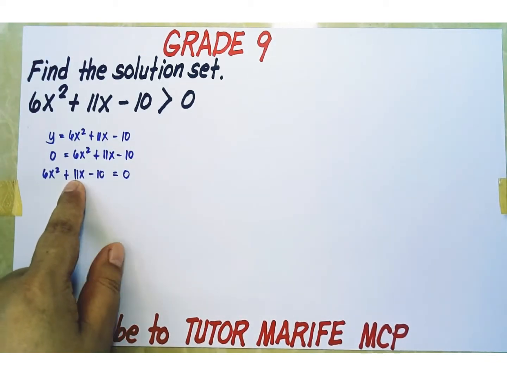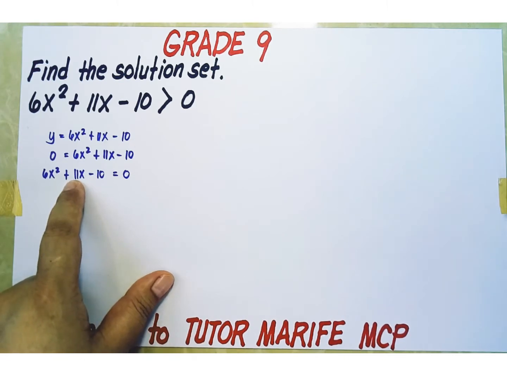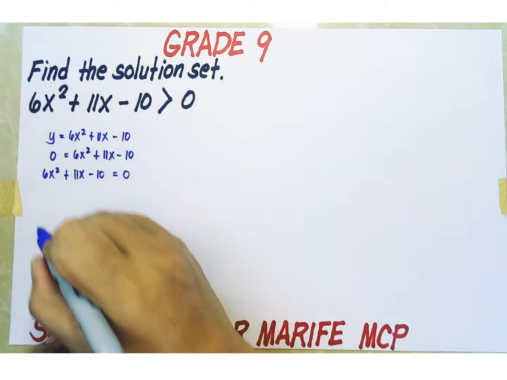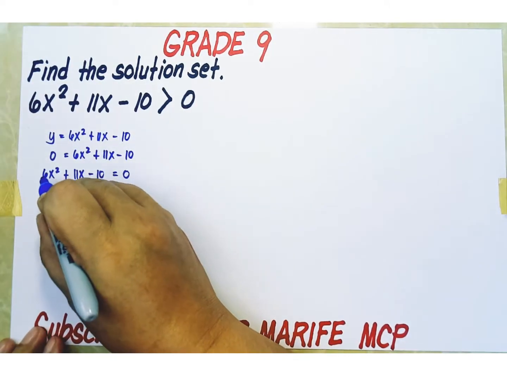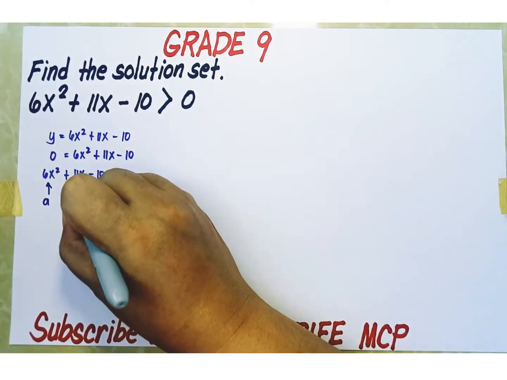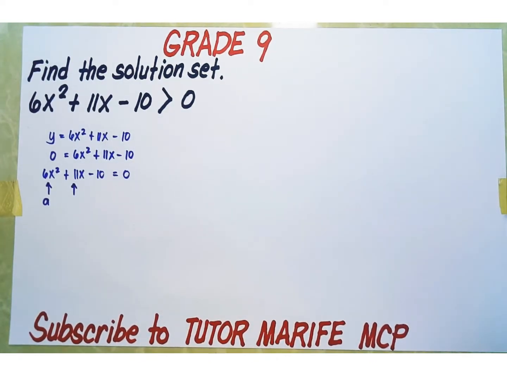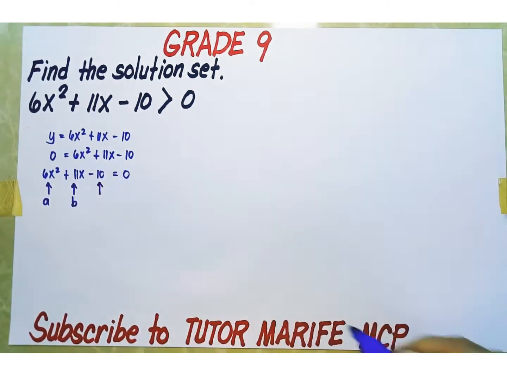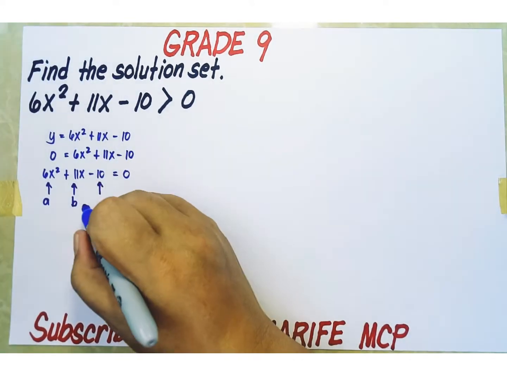Notice that the left side of the equation is factorable, so I'm going to use the factoring method to solve for x. And I will use the AC method or factoring by grouping method to factorize the quadratic trinomial. Let's define A, B, C. A is the leading coefficient. A is equal to 6. B is the middle coefficient. It's equal to positive 11. C is the constant term. It's equal to negative 10.